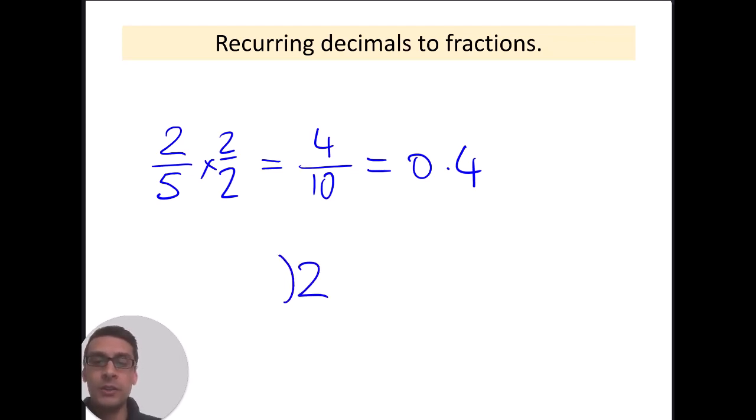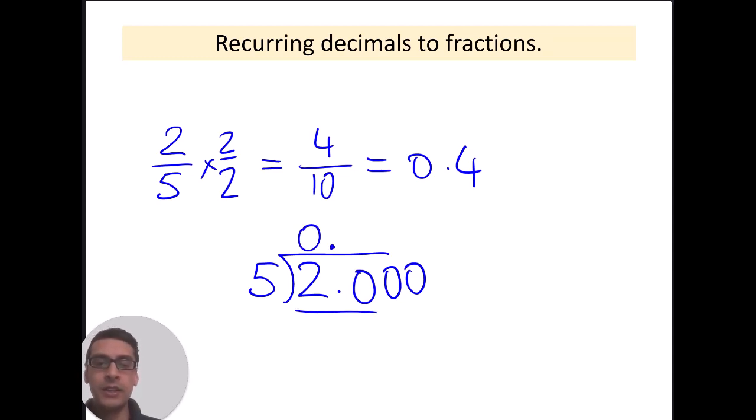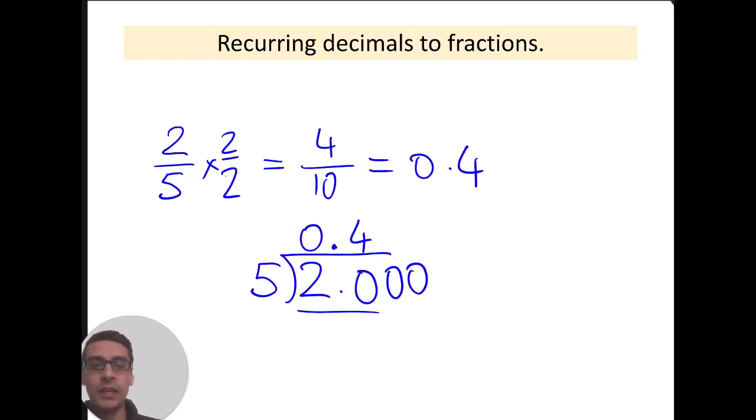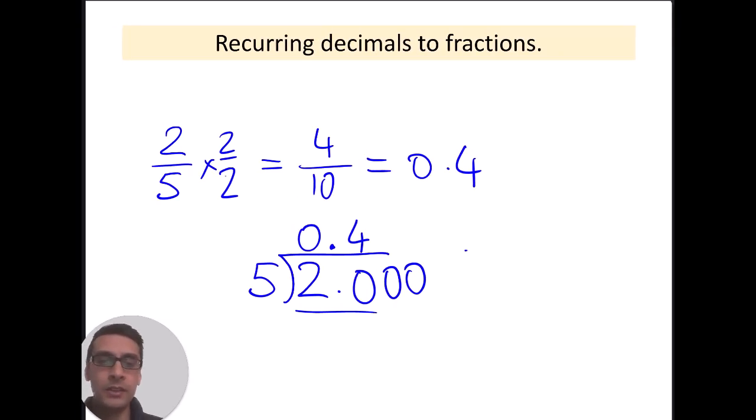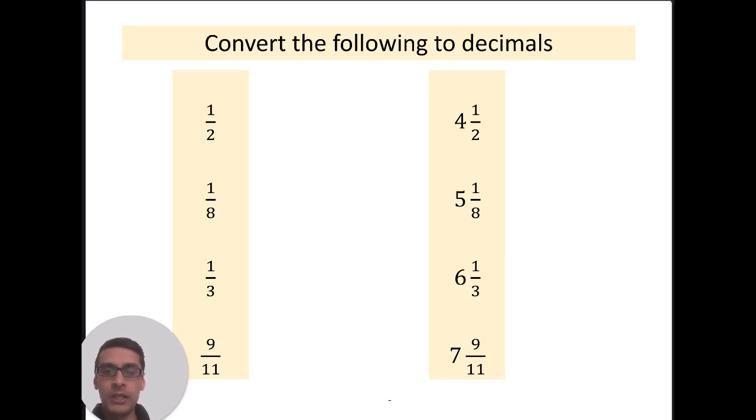So 2 divided by 5, we can add a few zeros here. So how many 5s in 2? That's 0. Bring the decimal up. How many 5s in 20? It's going to be 4. There's no remainder, so we can just stop there. And that is going to give you 0.4. So you should now convert the following fractions into decimals. Pause the video now, and then we can go through the answers in a minute.